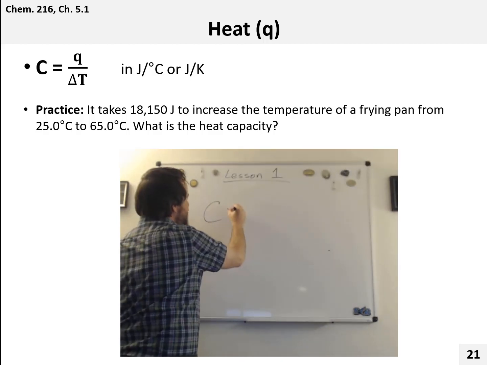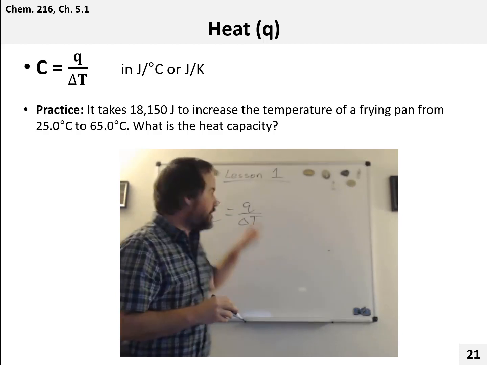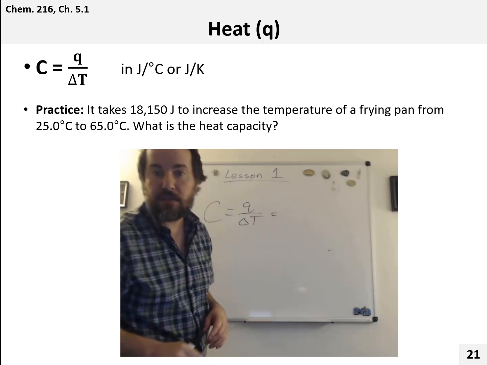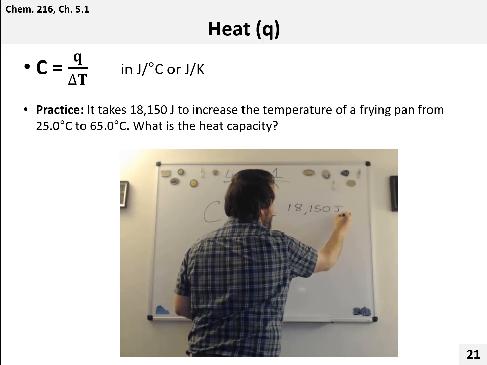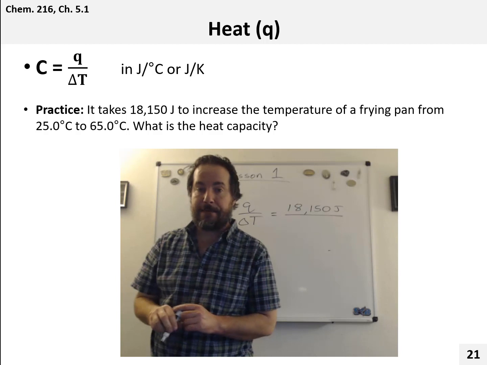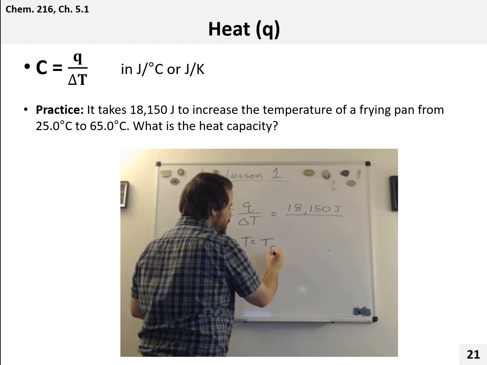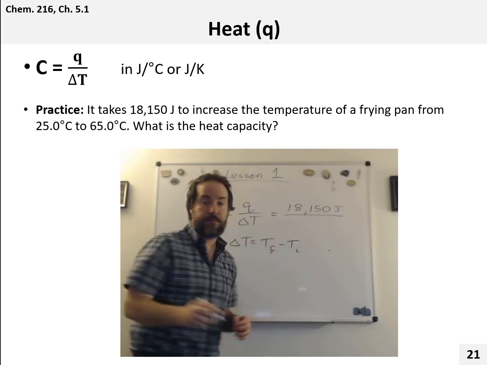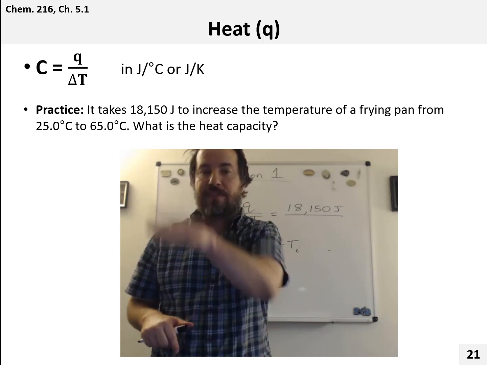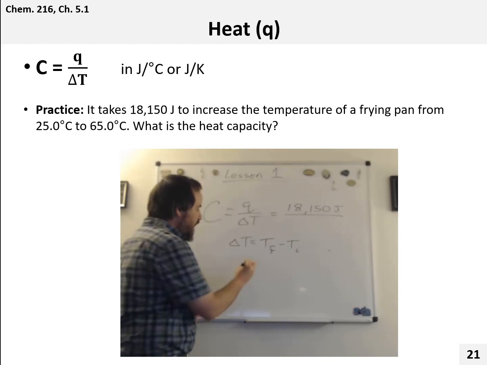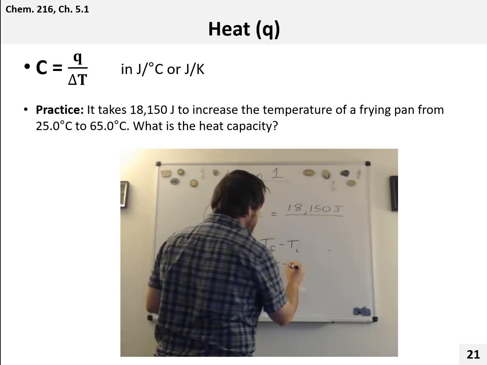All right, so we're going to use C equals Q over delta T. We're told what Q is, because we're told what the heat is. So it's 18,150 joules. And now we need to find delta T. Well, in order to do delta T, we need to do final minus initial. Well, we're going from 25 degrees C to 65 degrees C. So that means our final temperature is 65 degrees C, and our initial is 25 degrees C.